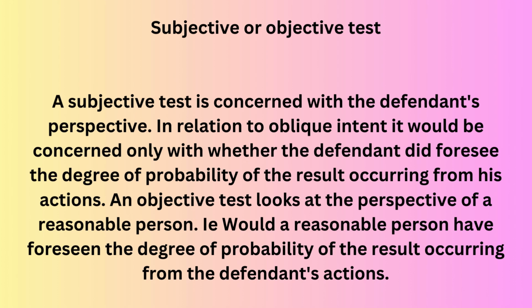Subjective or objective test. A subjective test is concerned with the defendant's perspective. In relation to oblique intent, it would be concerned only with whether the defendant did foresee the degree of probability of the result occurring from his actions. An objective test looks at the perspective of a reasonable person. Example: would a reasonable person have foreseen the degree of probability of the result occurring from the defendant's actions?